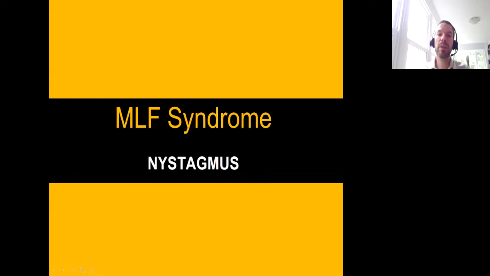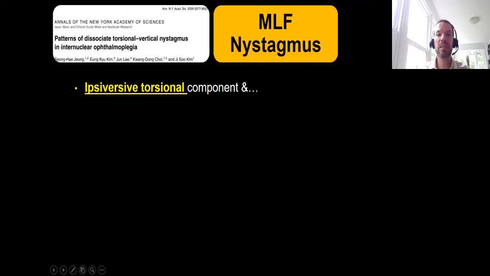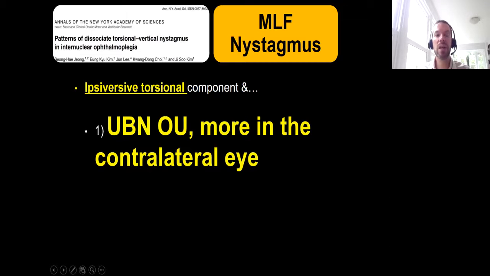Okay, so what about medial longitudinal fasciculus nystagmus? So 2 things happen. It is very common that if you catch a patient with a medial longitudinal fasciculus lesion who has an INO in the acute setting, they will also have spontaneous nystagmus, and it's oftentimes dissociated torsional and vertical. By far the most common pattern is this: you will have an upbeat torsional nystagmus, but it's more upbeat in one eye and it's more torsional in the opposite eye.